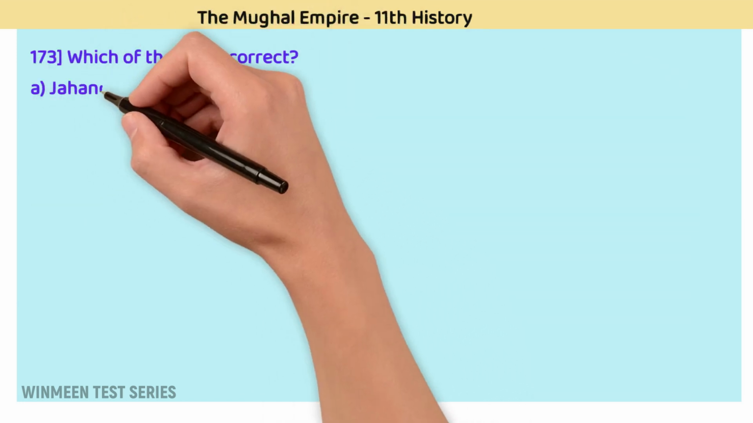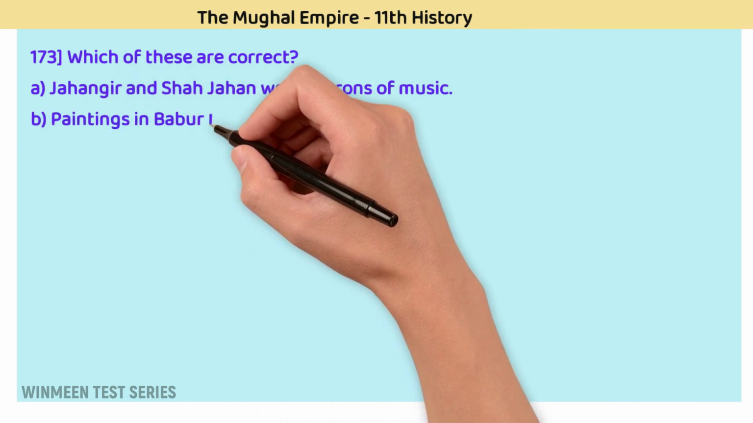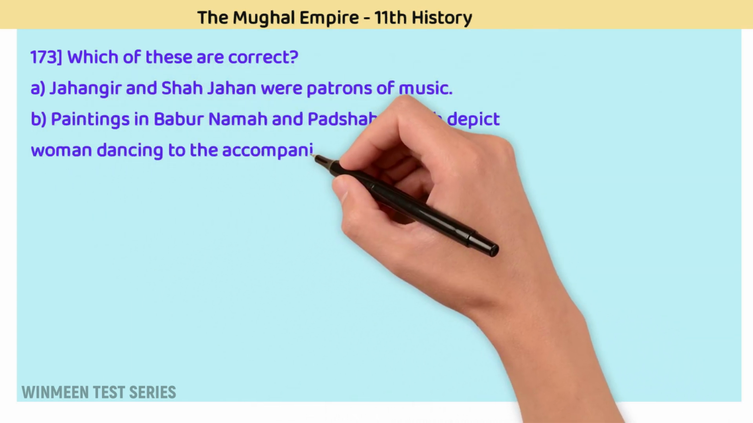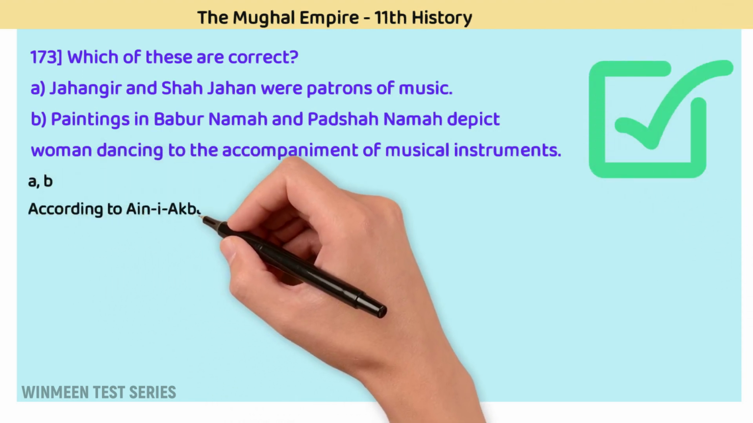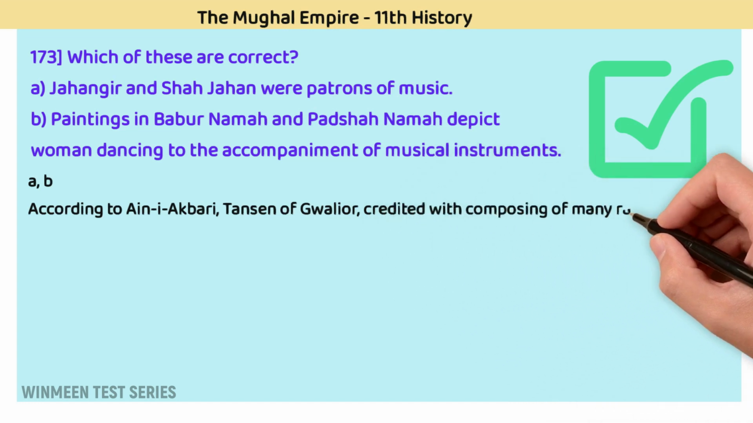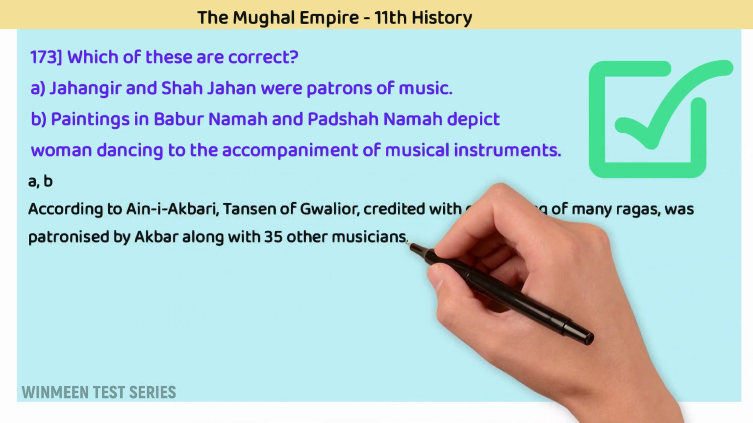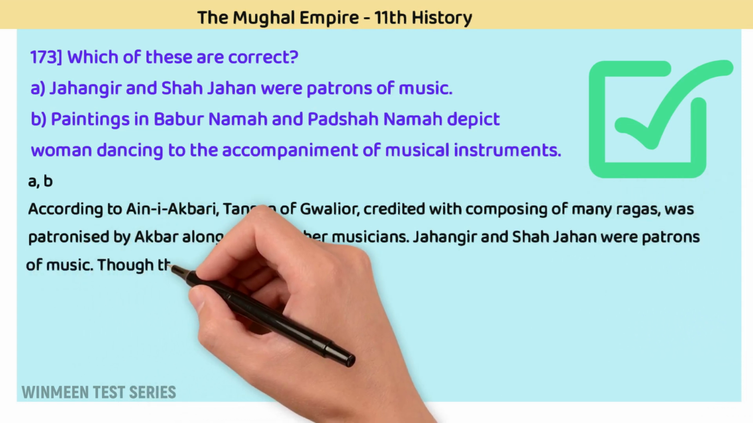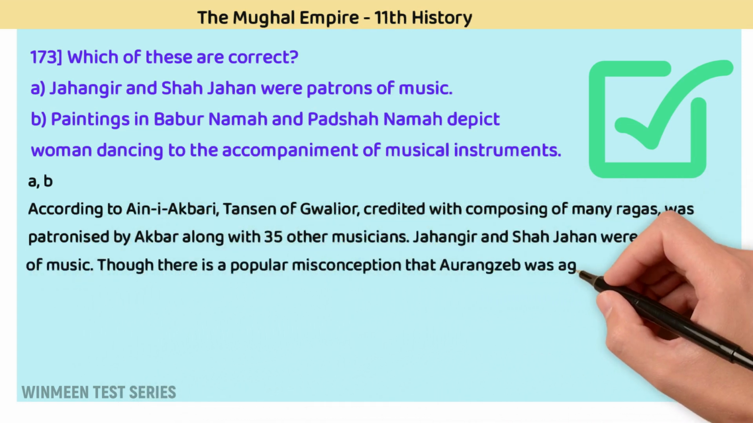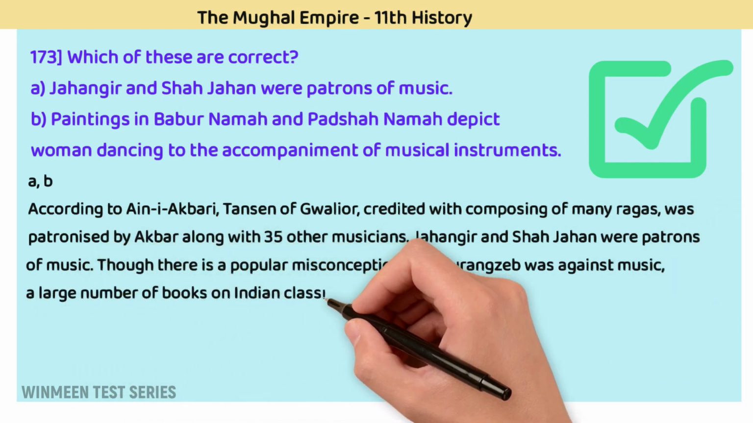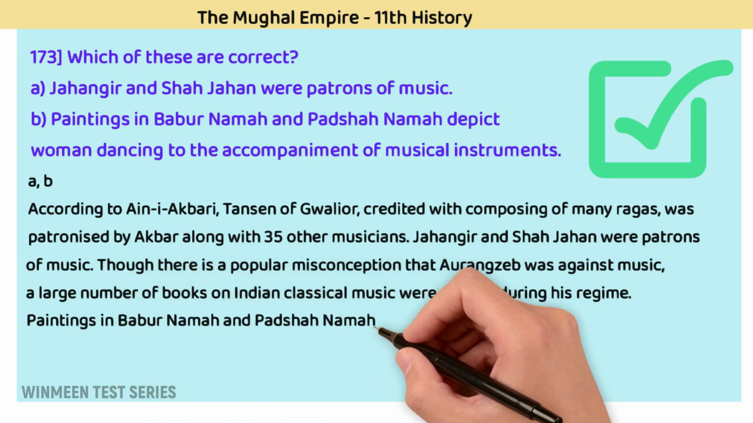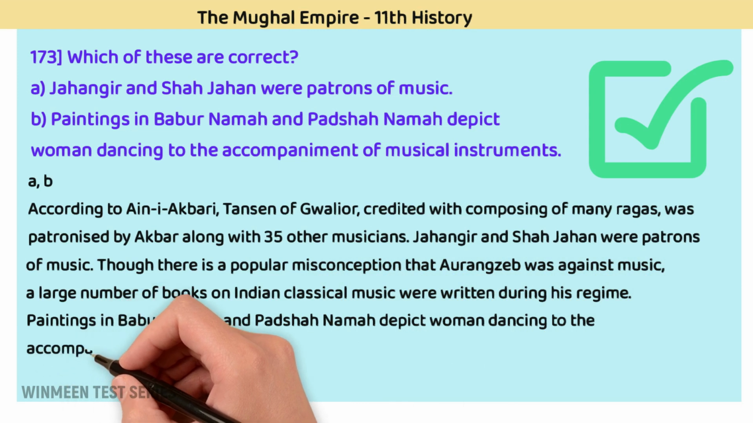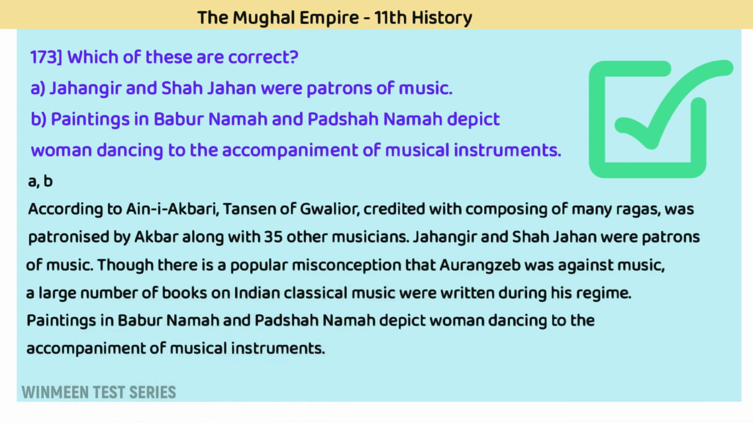Question number 173. Which of these are correct? Jahangir and Shah Jahan were patrons of music. Paintings in Baburnama and Padshahnama depict women dancing to the accompaniment of musical instruments. Both the statements are correct. According to Ain-i-Akbari, Tansen of Gwalior, credited with composing many ragas, was patronized by Akbar along with 35 other musicians. Jahangir and Shah Jahan were patrons of music. Though there is a popular misconception that Aurangzeb was against music, a large number of books on Indian classical music were written during his regime.